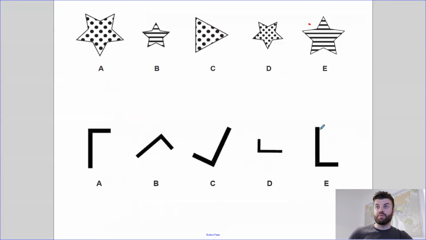Next up with non-verbal reasoning, we have the odd one out. And for these questions, we have to think which one is different to the other 4. So those other 4 have to be the same somehow. And then the only one that's different is the odd one out.